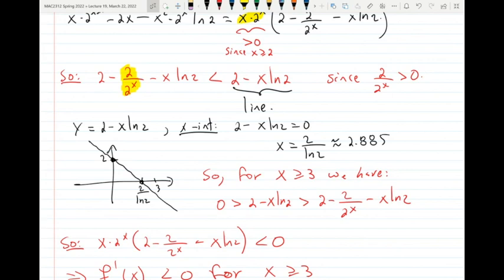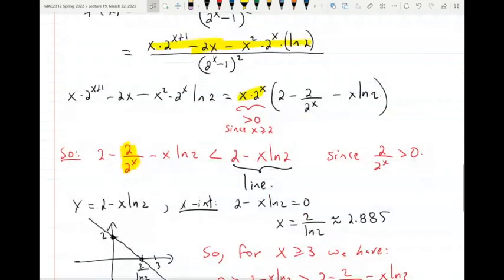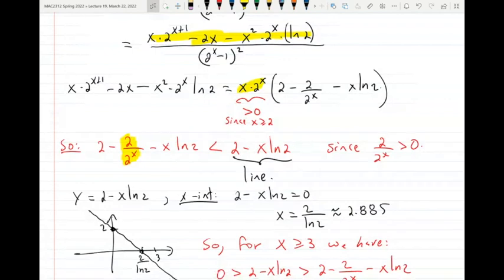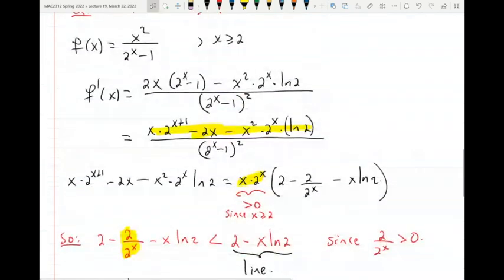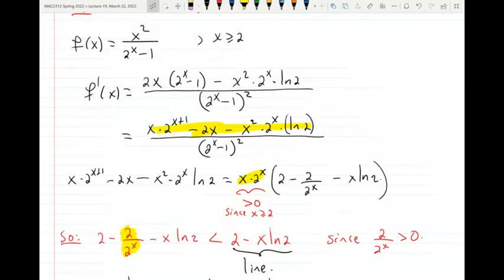So this quantity 2 minus x ln of 2 is negative. Therefore, the other quantity with the 2 over 2 to the x is also negative because it's smaller, which then means that this parenthesis was negative, making this expression up here negative, which was the numerator of a derivative, and therefore the derivative is negative. Okay?